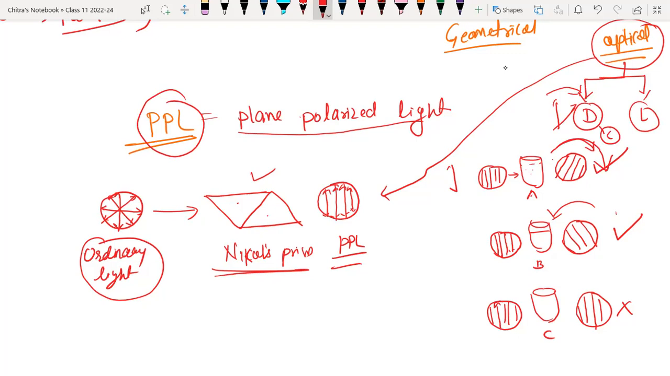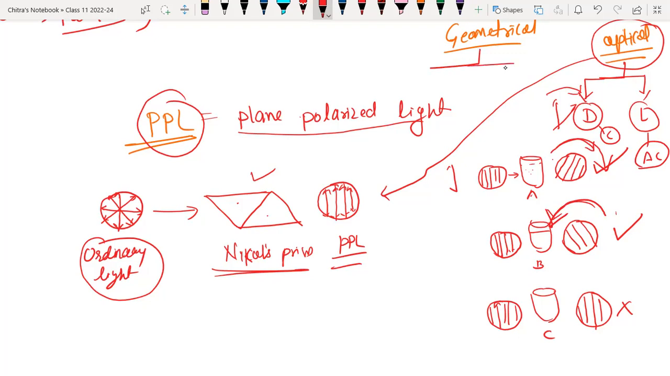And those compounds that have the capacity to rotate the plane of plane polarized light in the anti-clockwise direction are called levo-rotatory isomers. Understood? So this is dextro and levo, the two types of optical isomers. Now we are going to understand the geometrical isomers.